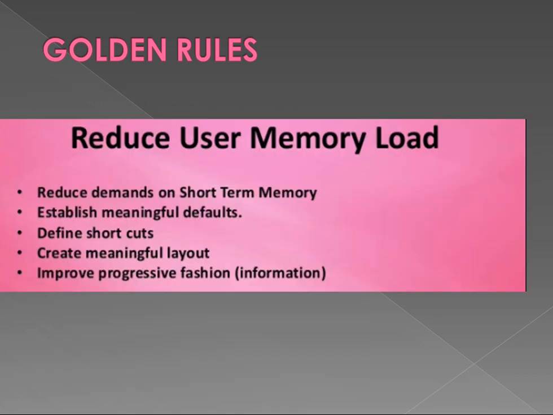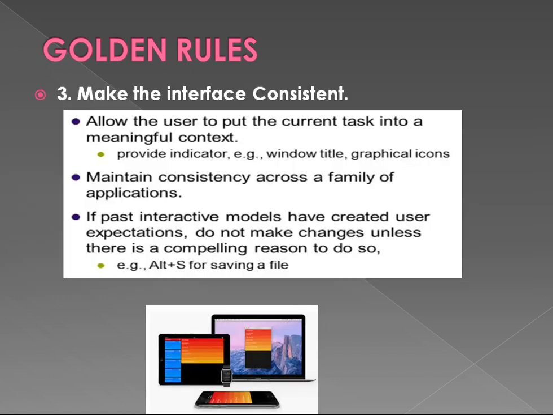And the second one, reduce the user's memory load. That means we need to give meaningful information and meaningful shortcuts. In any kind of accounting software, stock exchange market, or ERP, there will be a lot of functionality. At that time, we need to give some meaningful shortcuts. Suppose anyone wants to save a document in MS Word, what will we see? Alt S. This is a meaningful shortcut. It is easily understandable and easily remembered by the user. That's why this is the most important second golden rule.